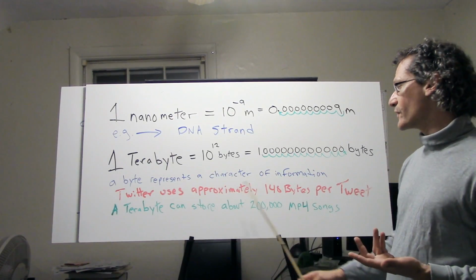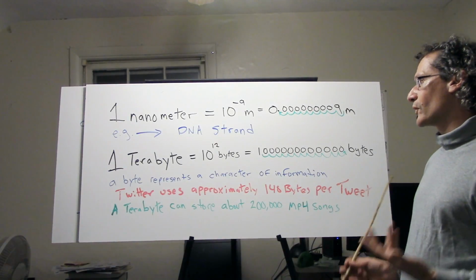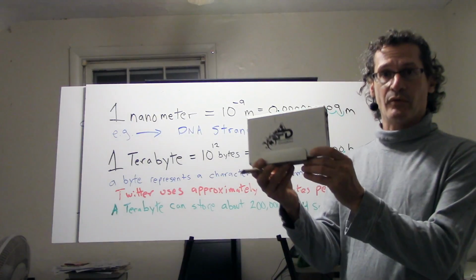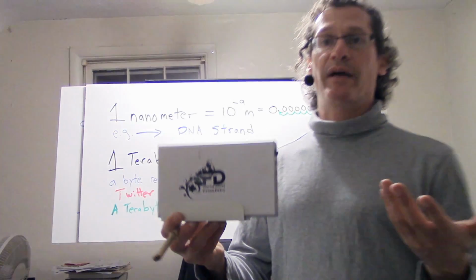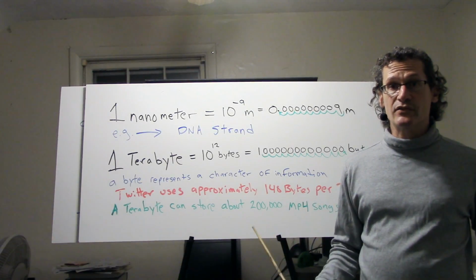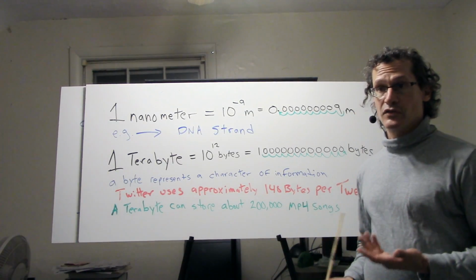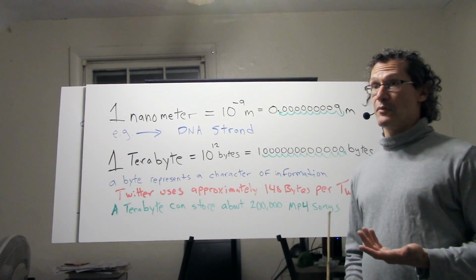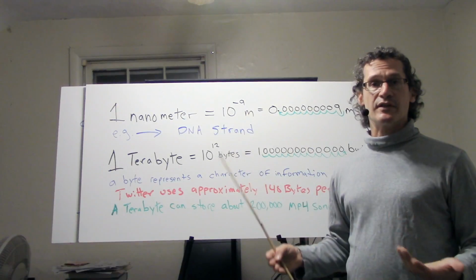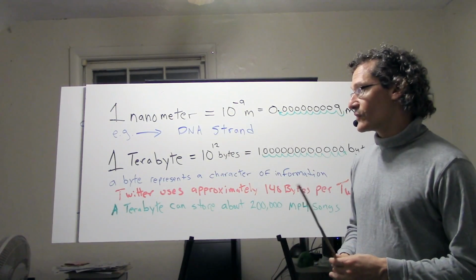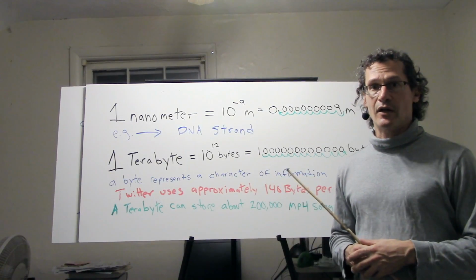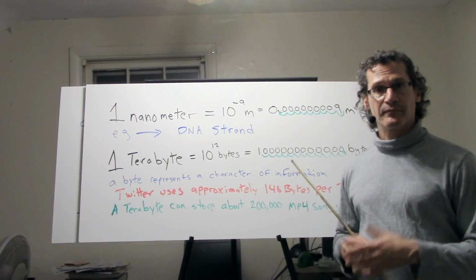So, for example, Twitter uses approximately 140 bytes per tweet, and a terabyte can be found in typical hard drives like this. And so a terabyte might store about as much as, say, 200,000 MP3 songs. That's a lot. That's something you may not listen to in a lifetime. It can store maybe about 140 DVD quality movies, Blu-rays. And so it's quite a bit of information now available for $100 to $200. So it's rather incredible.